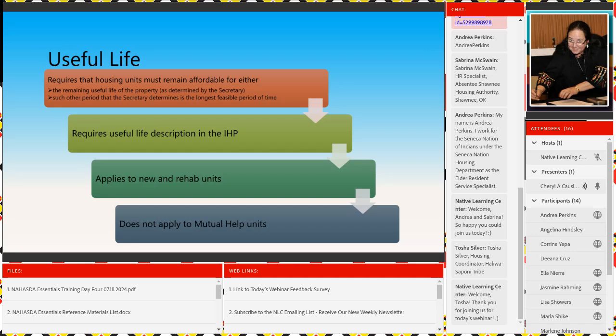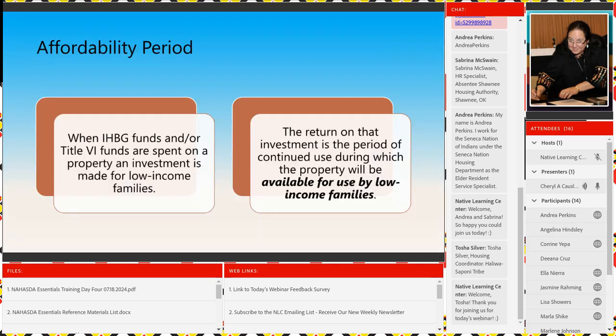I mean, it was designed very well for our people. And they continued to call those units mutual help. It does not apply to the mutual help units that had a subsidy attached to them that were built with the 37 Housing Act. If you continued that program on and used NAHASDA funds, it would apply to those units, okay?